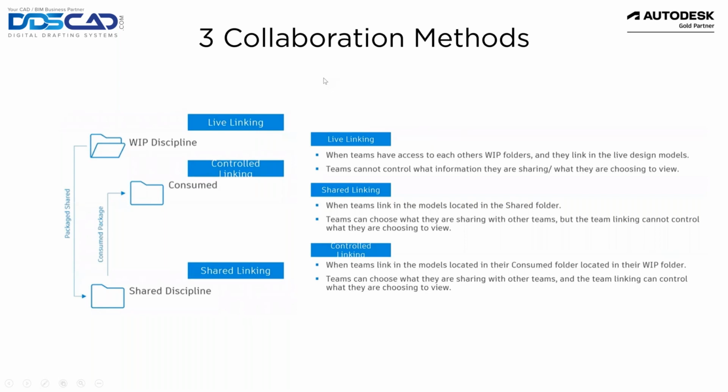The first way is live linking. This is what you may be accustomed to in your office. You link directly to the working Revit model, and in this case, you're going to interact directly with that working model from the other team. That's good because you're going to see all the latest changes, but it's not so good because there's really no control, from the team sharing or from you, the team consuming those changes, over when you're ready to see those changes.